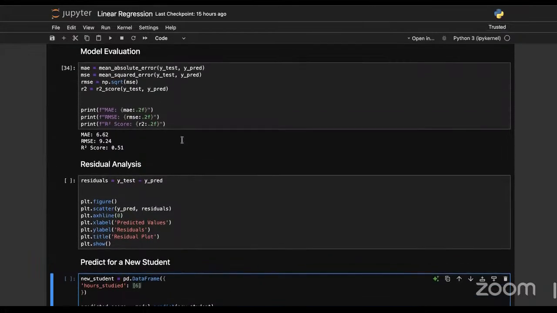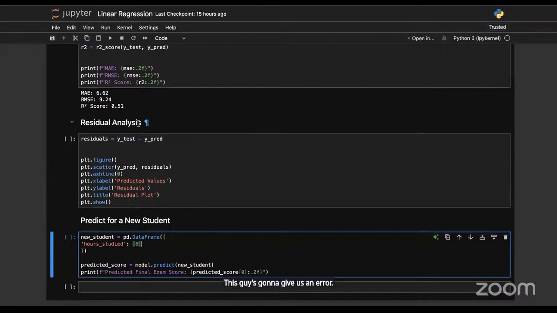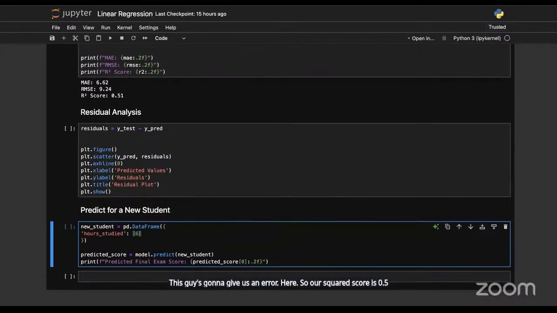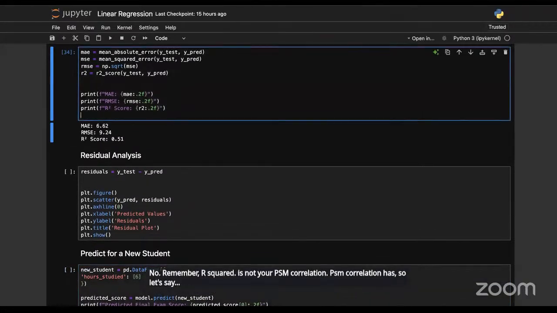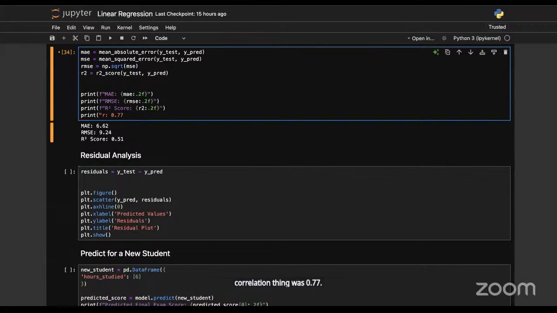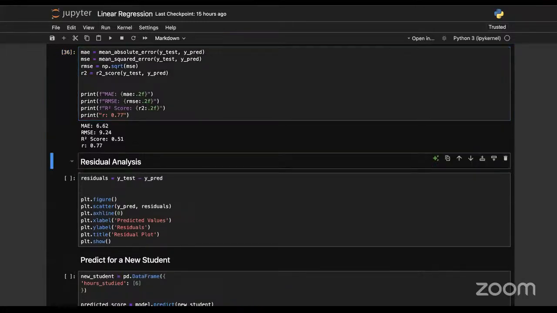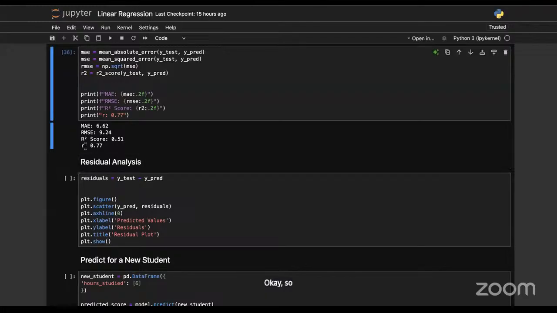This guy's going to give us an error here. So our R squared score is 0.51. No, remember, R squared is not your Pearson correlation. So let's say, print, what was our Pearson correlation? I think it was 0.77. Okay, so our Pearson correlation is R.